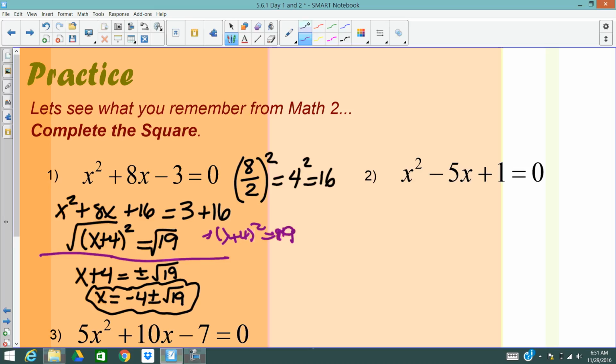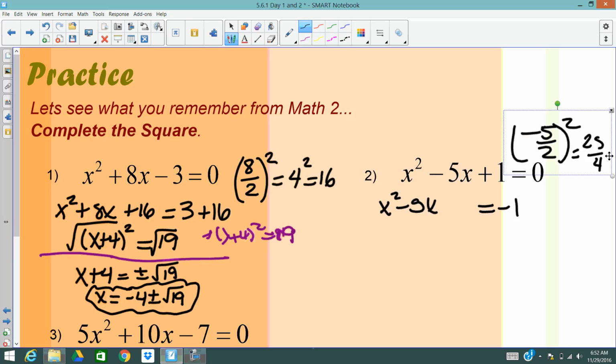So in example 2, I'm not going to actually solve it. I'm just going to get that process of completing the square down. So again, I'm going to move that 1 over to the other side. So now we have x squared minus 5x equals negative 1. And then I'm going to complete the square. So we take our middle term, negative 5, divide it by 2, and then square it. So that gives me 25 over 4, positive, because a negative times a negative is a positive.